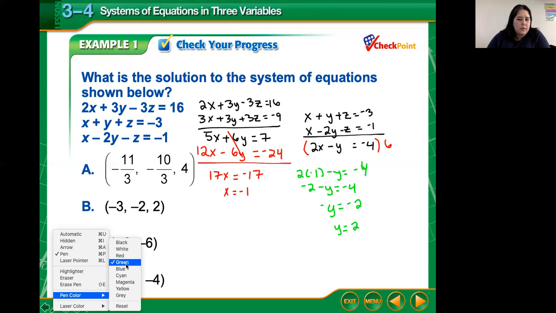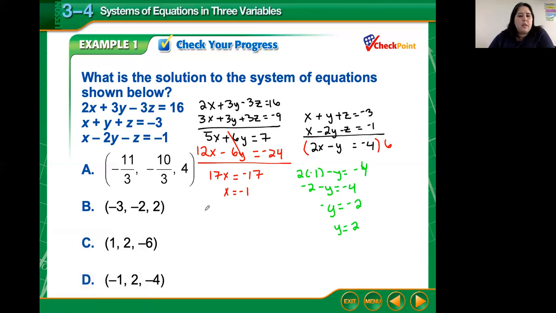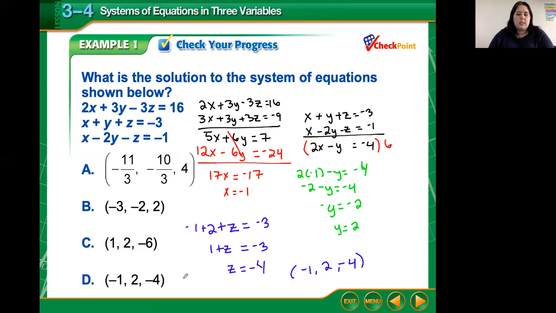So with that, we can now solve for z. I would use the second equation. So I'm going to use -1 plus 2 plus z equals -3. So we get 1 plus z equals -3. I subtract 1 from both sides to get z equals -4. So my answer as an ordered pair is going to be (-1, 2, -4), which is answer choice D.